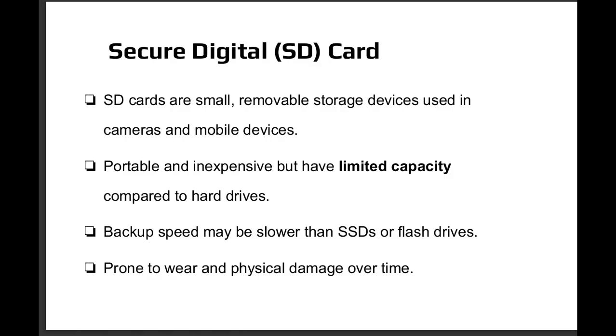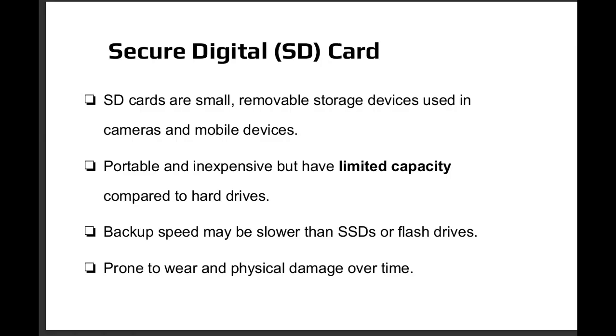Another data backup format is an SD card, a secure digital card. These are storage backup formats for our mobile devices and digital cameras. SD cards are very small, removable card chips that you place inside of the smartphone or digital camera that allows you to have access to photos and other personal data. They're very portable and inexpensive, but have a limited capacity, and their backup speed is slower than your SSDs or your flash drives.